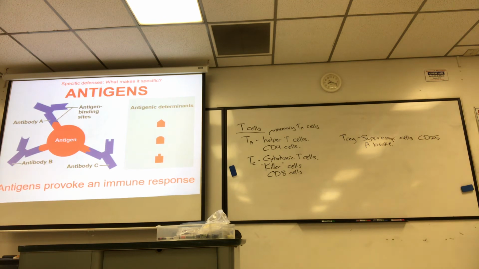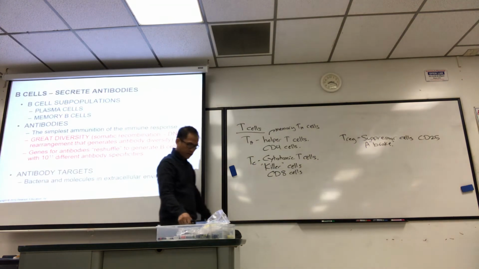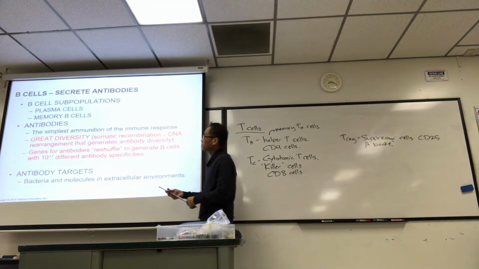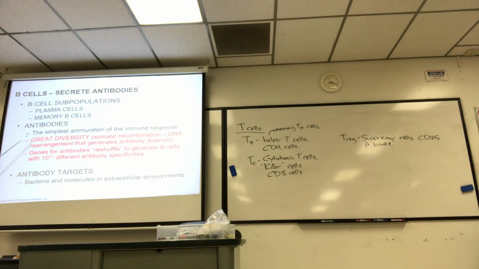It's the ability of antibodies to recognize these specific antigens, because they are what are going to provoke the immune response. If you're a larger bacterium and you present more antigens, you increase the chance that you have an antibody subpopulation that's going to find it. And so I think the greatest advantage we have is the diversity of these cells. I already defined plasma and memory cells, but the antibodies, again, I said earlier, they're the simplest ammunition of the immune response because they have such great diversity.